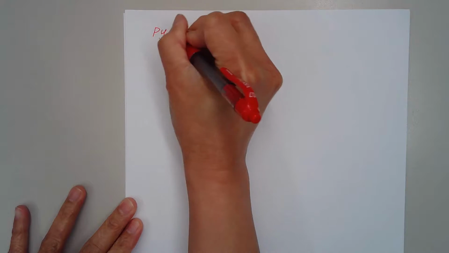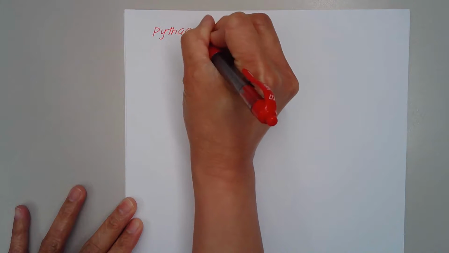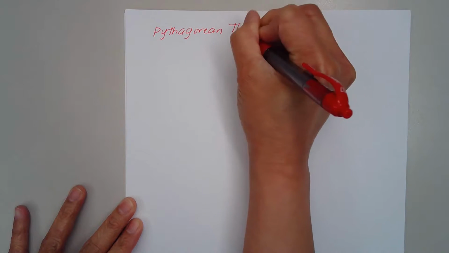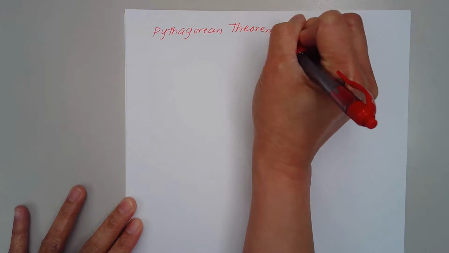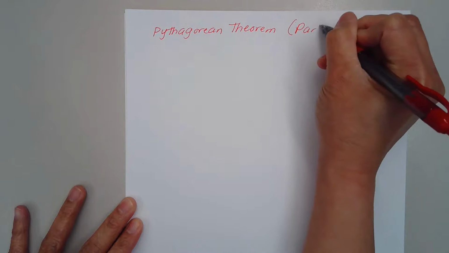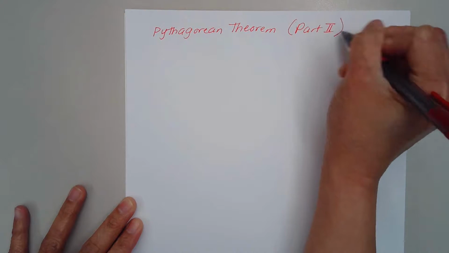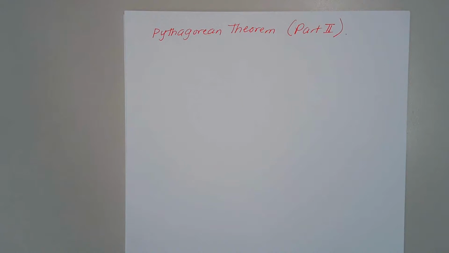So, Pythagorean theorem. We're going to call it part 2. Okay, so we're also going to have our calculators handy so that we can do our squaring and square root later on.